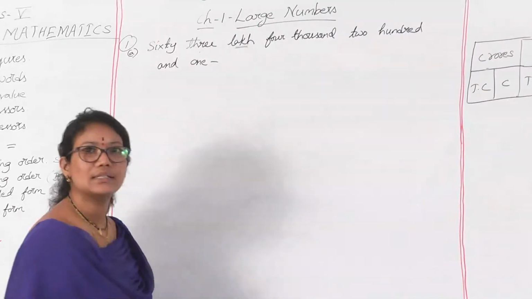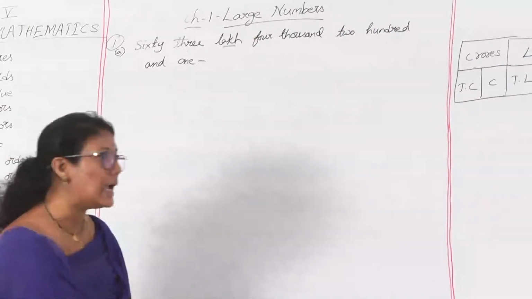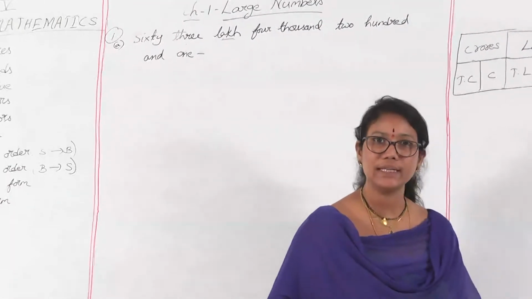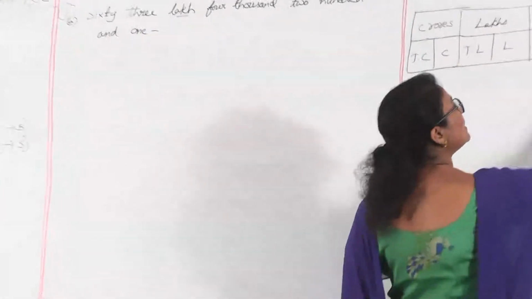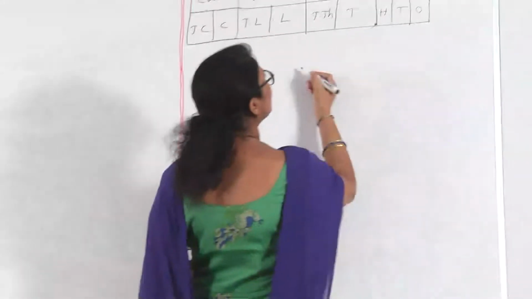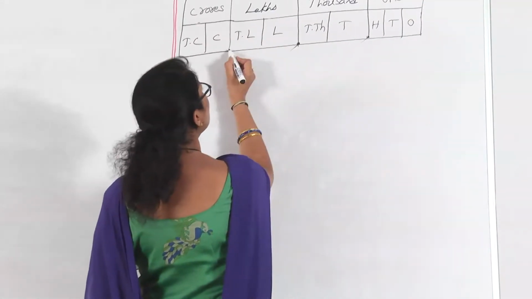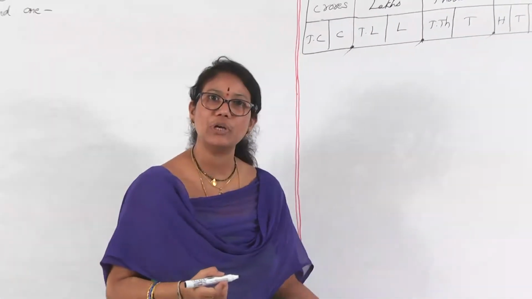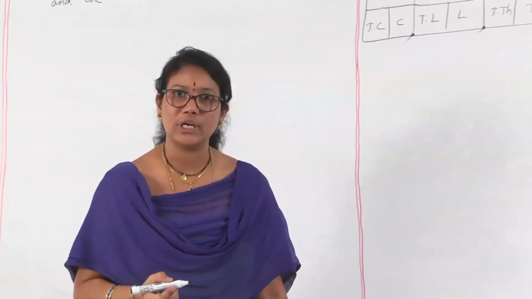So it is given as 63 lakh, and one more thing here, we need to put a comma after each period, that is after ones period, then thousands period, then lakhs period. Right children? This is all the concept you had in 4th class.